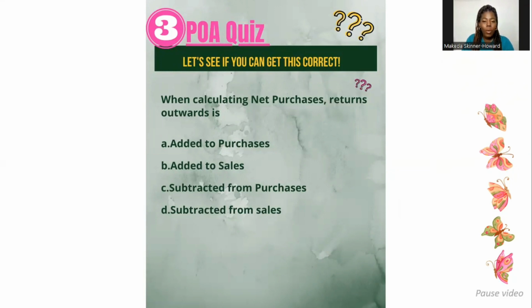Number 3, when calculating net purchases, return outwards is what? I just asked you guys to make sure you know when to use purchases and net purchases. You also have to know how to calculate net purchases.